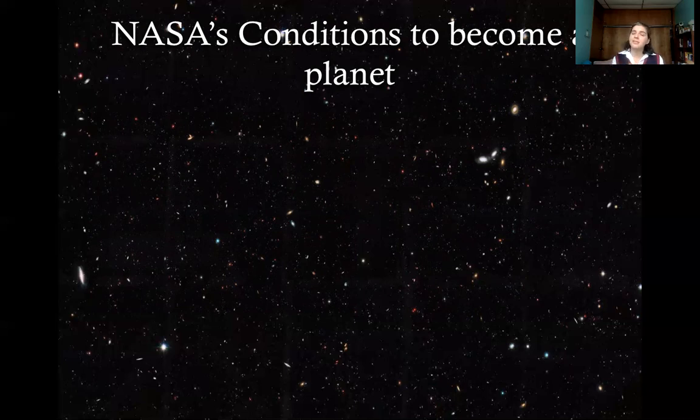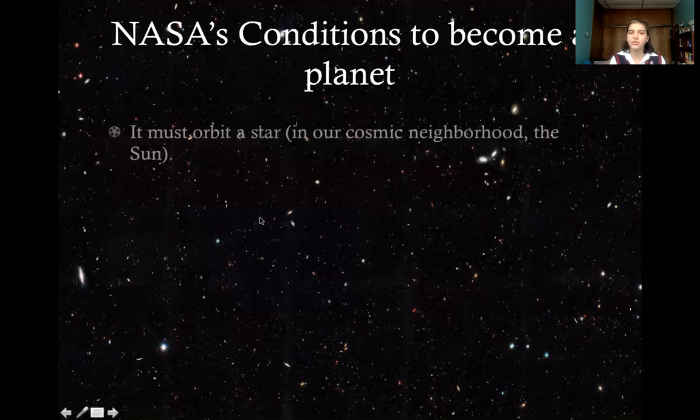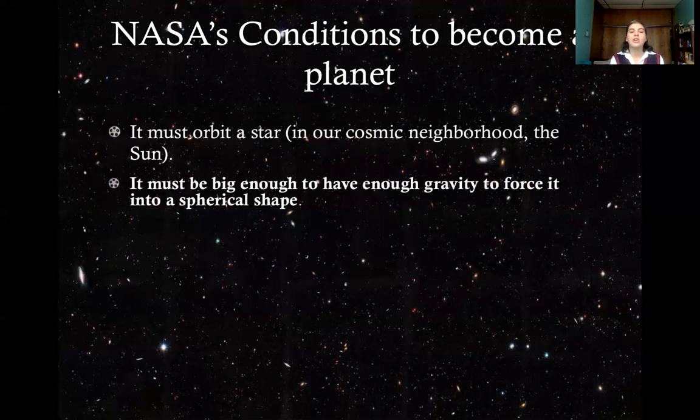Now, you might remember that before there was a 9th planet, which was called Pluto. But NASA decided to make a short list of conditions that every planet must comply with to have that title. First, it must orbit a star. In our cosmic neighborhood, it's the sun.